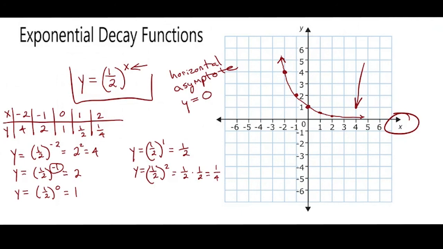So that means that our range is y is greater than 0. But our x values can be any number. So we would say our domain is all real numbers. You'll notice that the further we go right, the lower the y values get. That's what makes this an exponential decay function.